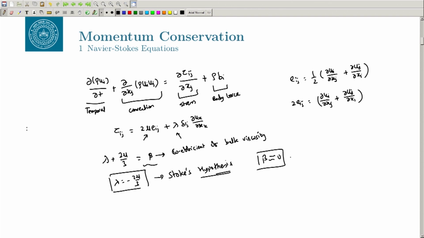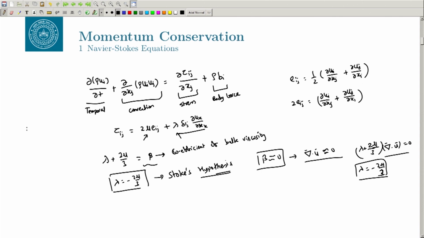If beta is not 0, then in most cases del dot u is equal to 0, so the multiplication of lambda plus 2 mu by 3 with del dot u goes to 0, which is the term that you have here. You have lambda multiplying del u_k by del x_k, which is del dot u. So, using this hypothesis you get lambda equal to minus 2 mu by 3, and if the flow is not hypersonic you can use this hypothesis, and for most flow conditions it works.